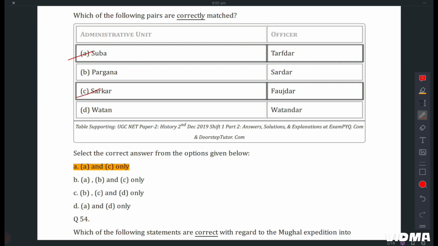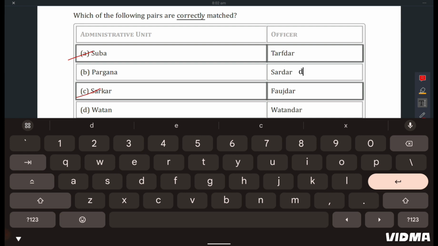The head of Suba was the Tarafdar, and he was to collect the revenue. Then Sarkar, it is Faujdar. Faujdar was an administrative division whereas Sarkar was a territorial and revenue division. And Faujdar was appointed by imperial orders. Parganas had a Diwan. The Diwani office was responsible for Parganas.